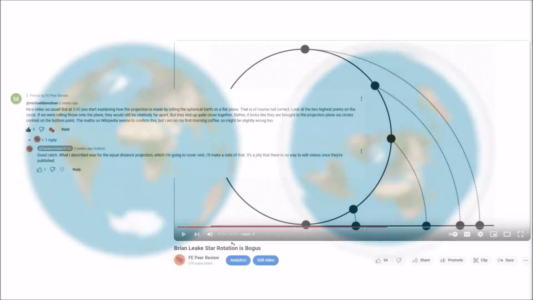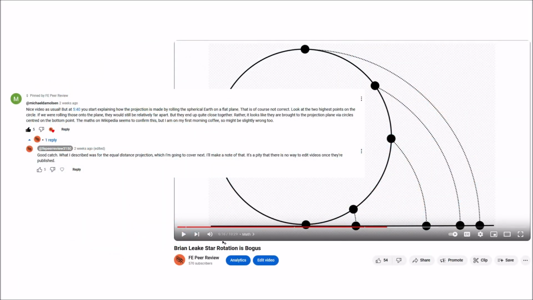we'll move on. So at the 6-minute 16-second mark in my video called Brian Leakey Star Rotation is Bogus, I went off in the wrong direction and made a mistake, which was caught by one of my viewers, Michael D. Amelson. He said, "You start explaining how the projection is made by rolling the spherical Earth on a flat plane." What I had described was putting a sphere on a tabletop and then rolling that sphere, and where each of these points touches the tabletop, that's where they end up on our map.